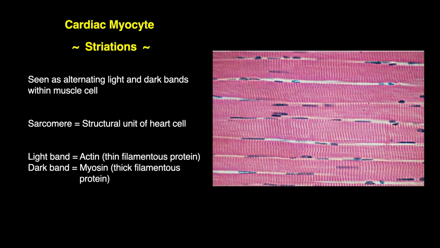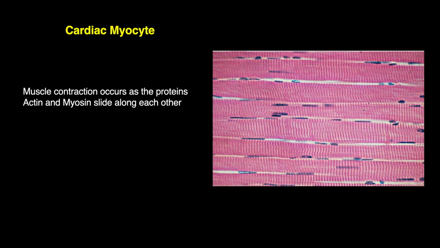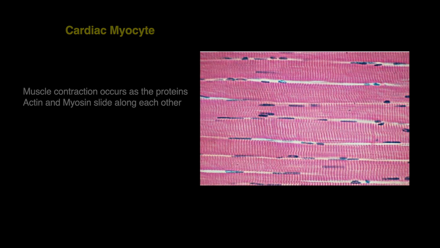We will begin this lesson by considering cardiac muscle cells. Under the microscope, cardiac myocytes are noted to contain alternating bands of light and dark areas that are called striations. The dark and light bands are formed by two important filamentous proteins. Actin is a thin filamentous protein that comprises the light band, and myosin, the thick filamentous protein that forms the dark band. Muscle contraction occurs as these two filamentous proteins slide along each other.